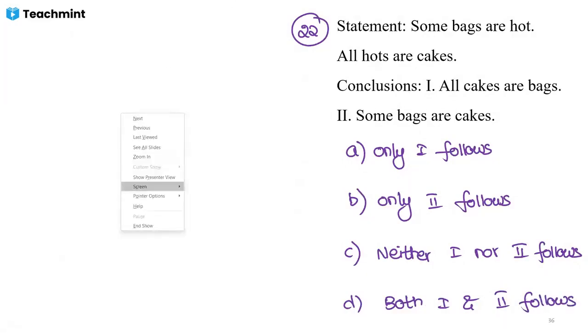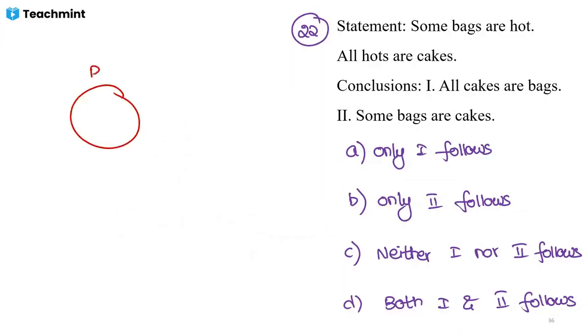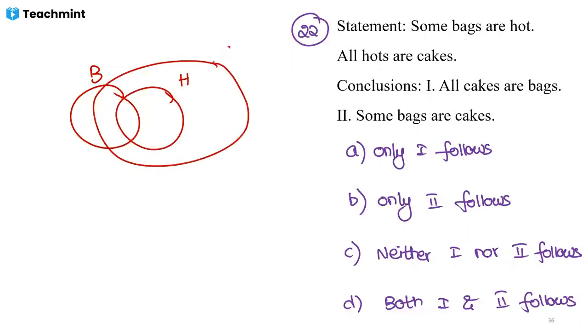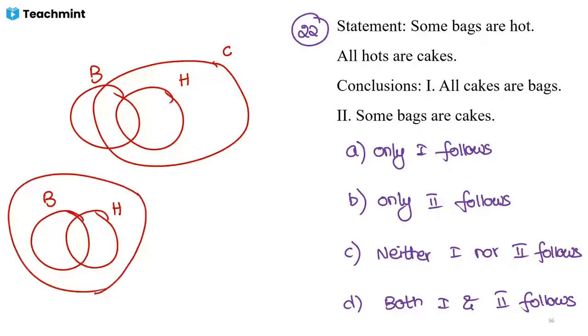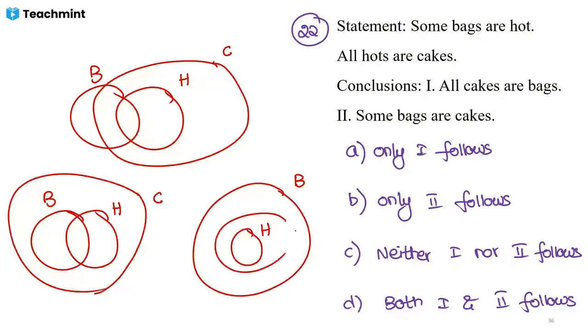Some bags are hot, all hot are cakes. This is one diagram. So there are many diagrams. Yes, you can draw like this also. Some bags are hot, all hot are cakes. Other one is, see, listen. Like this also you can draw. There are many diagrams you can draw satisfying the given statement.